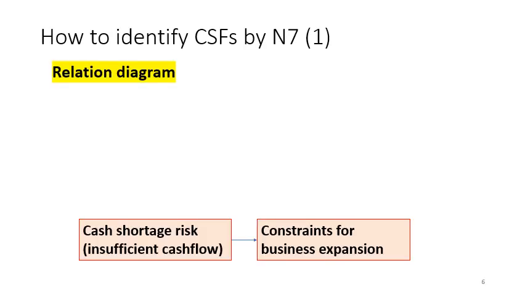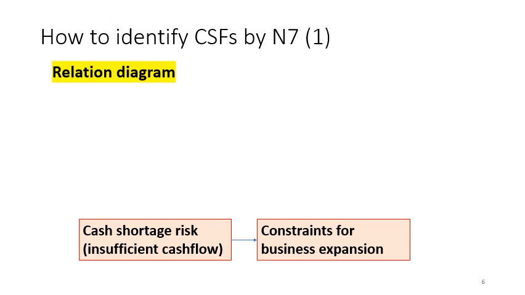Now let's think about the case of applying the New 7 tools for quality management to identify the company's critical success factors. Supposing that a garment production company has a cash shortage risk and this may cause constraints for business expansion, how can we resolve this problem? In this case, we can analyze causal relations among the several problems observed in the company by applying the relation diagram, one of the New 7 tools for quality management.